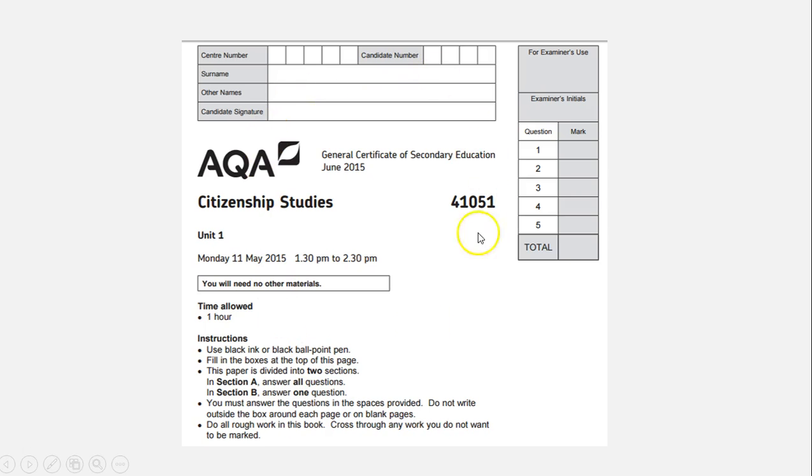So this is what the front of your exam paper will look like. You'll be asked in the exam to fill these details in. Don't worry about that. The invigilators will tell you how to do that. The important bit is that you're using a black pen and that you follow these instructions carefully. Again, the invigilators will go through that with you.